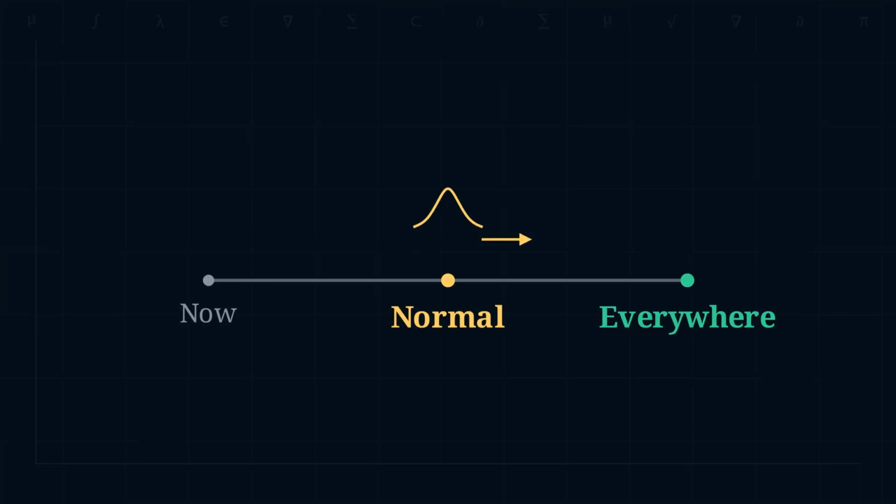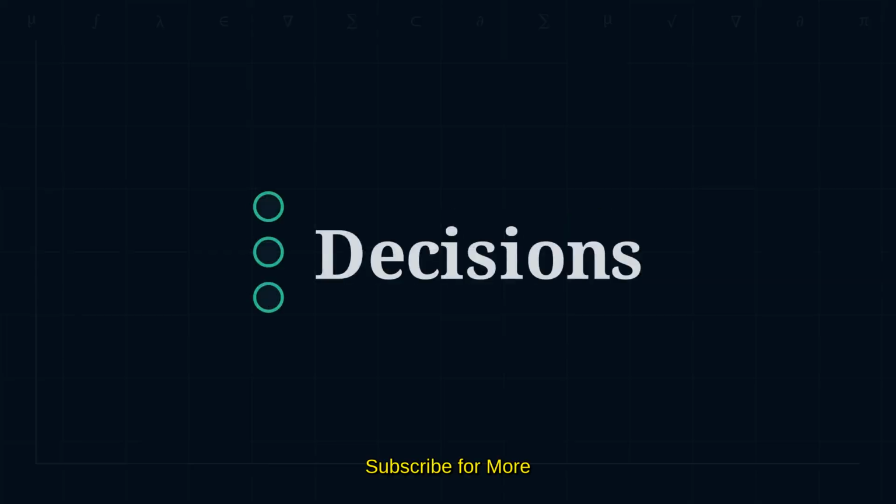Next, we will tackle what a normal distribution actually means and why it shows up everywhere, because you will use it to translate a measured spread into concrete probability statements for the decisions you care about.